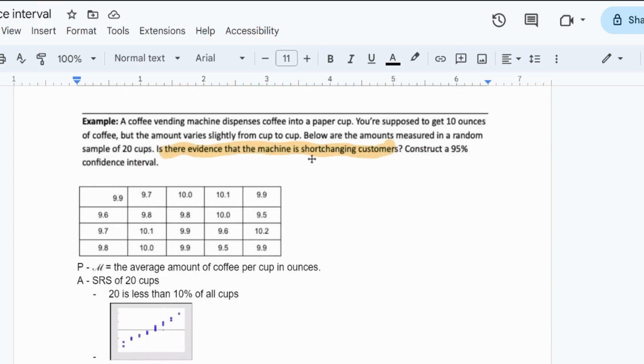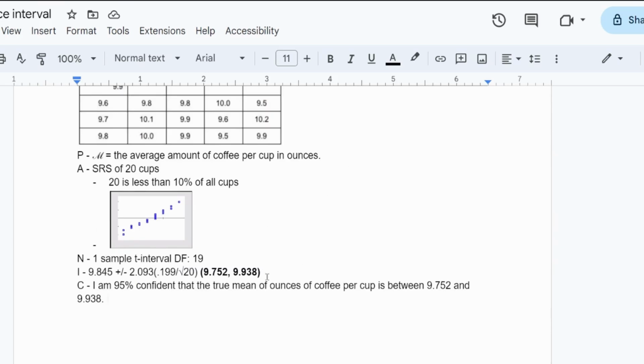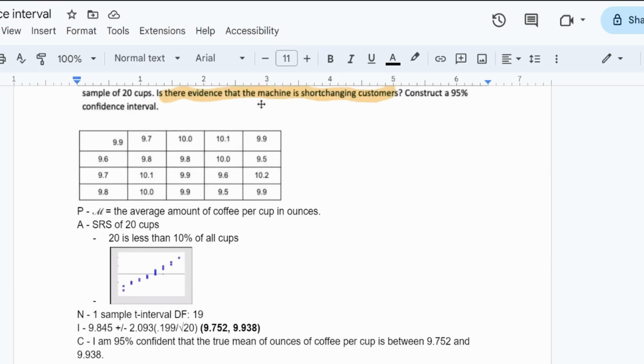And now we can answer this question here. Is there evidence that the machine is shortchanging customers? It says here that we're supposed to get 10 ounces of coffee, but if we check our confidence interval, we see that 10 is outside of the confidence interval. It's higher than it. So we're always, or 95% of the time, going to get a mean that is less than 10, which means that yes, the machine is shortchanging customers.